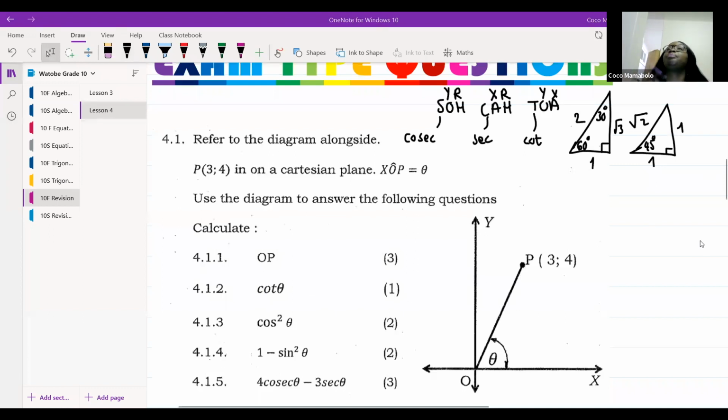We don't give you the, what are they called? Special angles. Yes, we don't give you the special angles. So you guys need to know what they are.